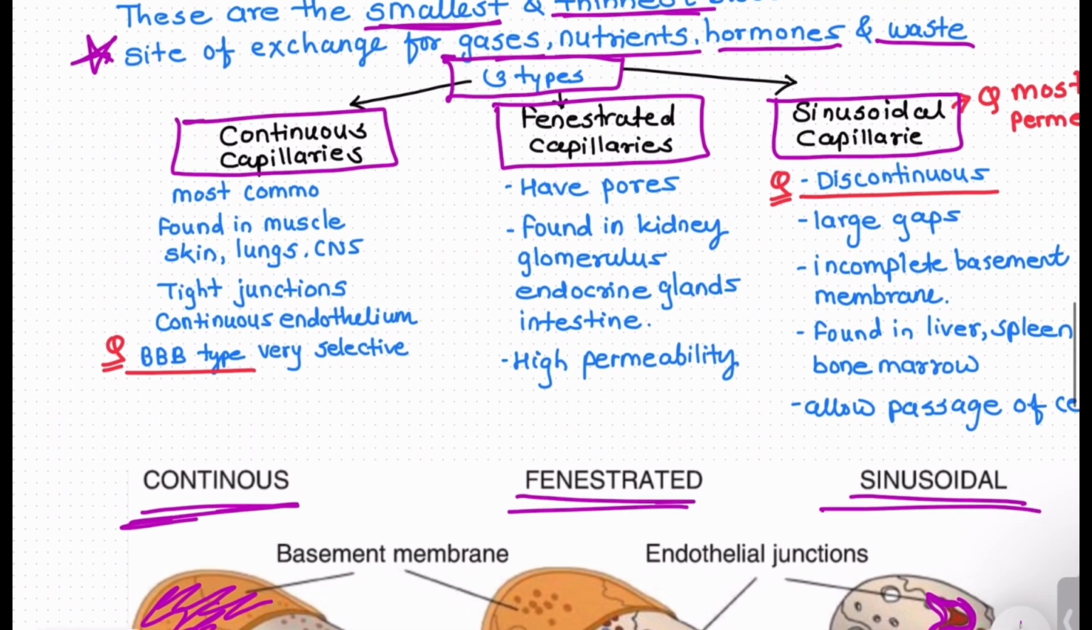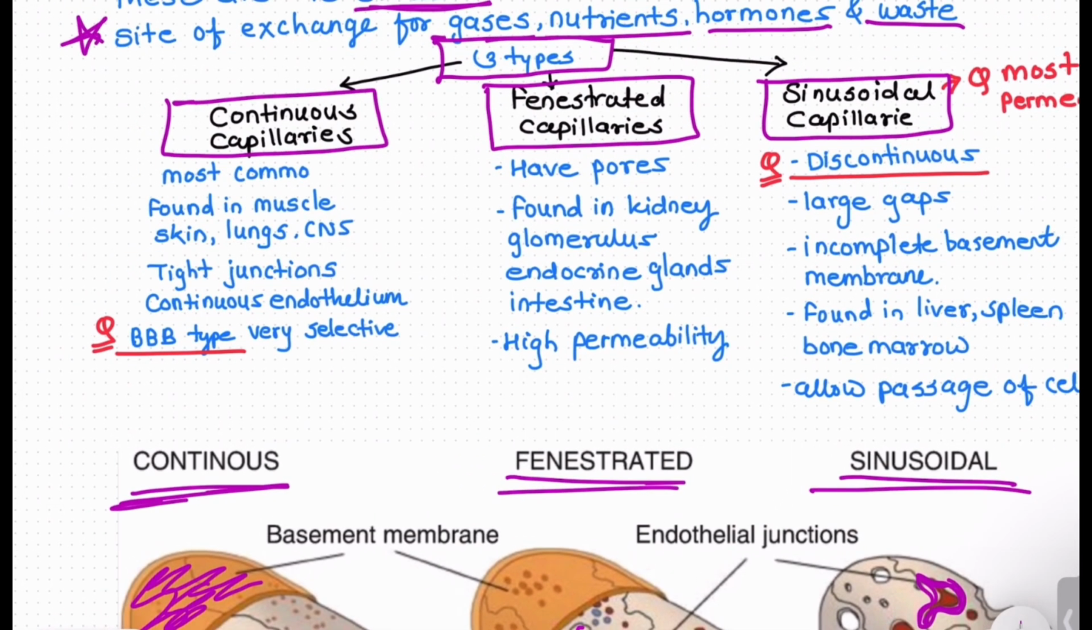You can see continuous capillaries most commonly in our system. They are found in muscles, skin, lungs and central nervous system. They have tight junctions. Remember, tight junctions are present in continuous capillaries. They are continuous endothelium and they are blood-brain barrier type, very selective. So they are very selective and they are part of the blood-brain barrier.